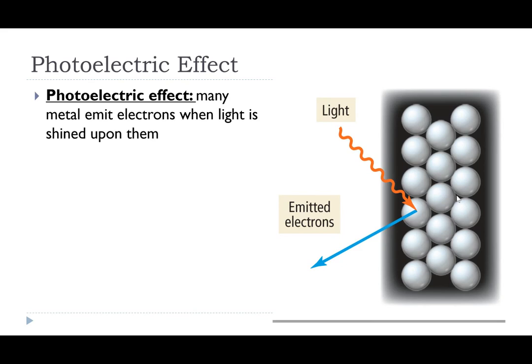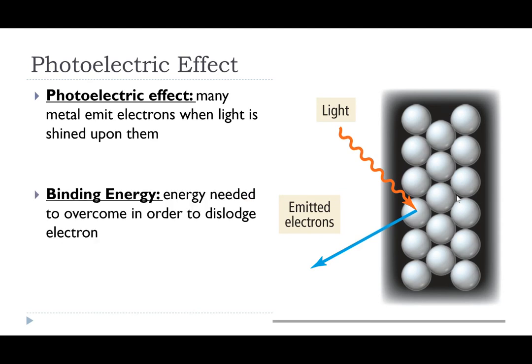So first, let me set up this experiment. So photoelectric effect. The photoelectric effect says when you hit a piece of metal with light, if it's the right kind of light, the light will hit that piece of metal and boom, it'll eject an electron. So that's the photoelectric effect that just happens. Metal emits electrons when it's hit with the right kind of light.